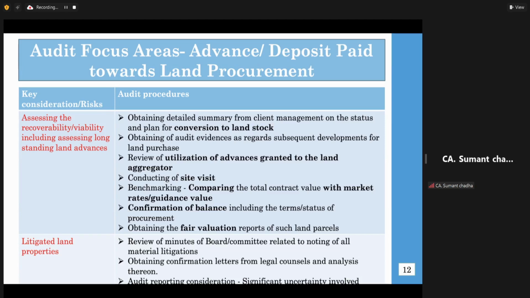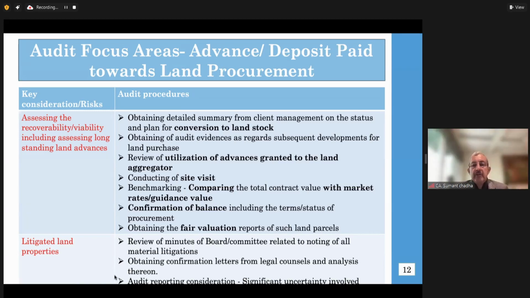Assessing recoverability, viability, including assessing long outstanding land advances. What happens is we have to obtain a detailed summary from the client on the status of conversion to land stock. Ultimately from fixed assets to land inventory, once it is inventory, then my valuation norms will be totally different. I'll have to obtain audit evidence as regards subsequent developments for land purchase.